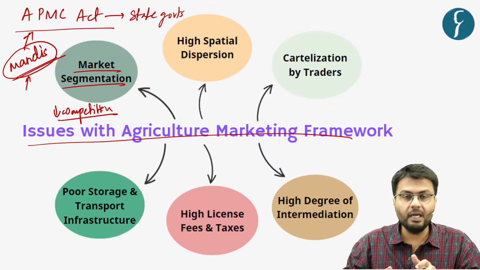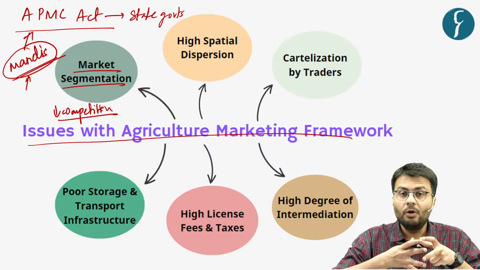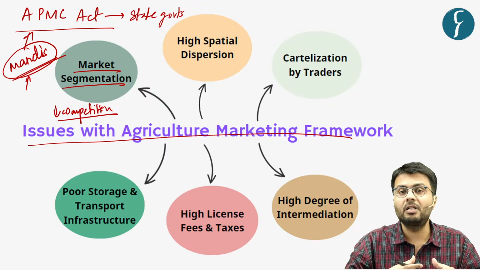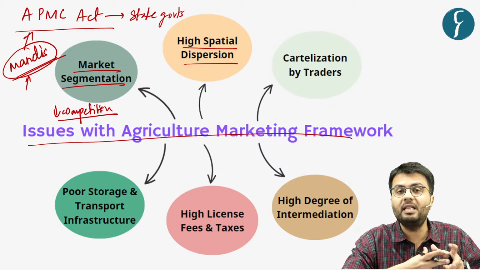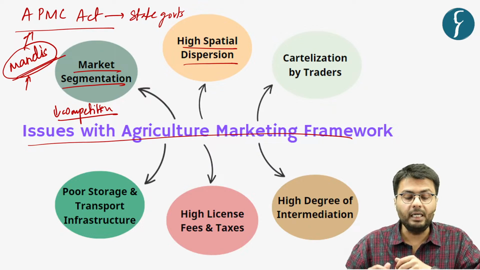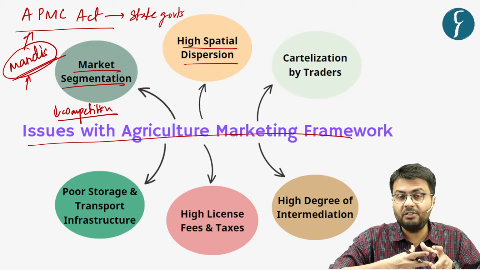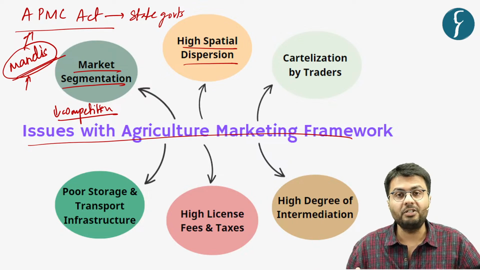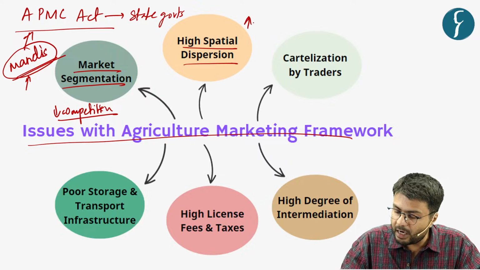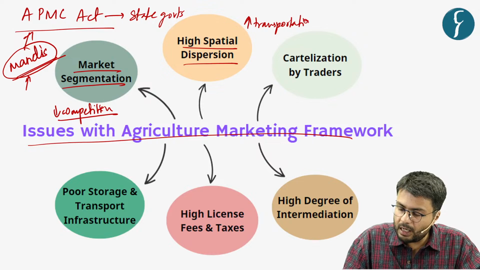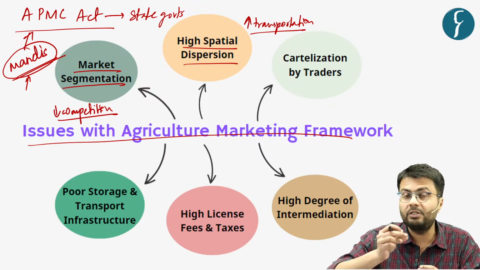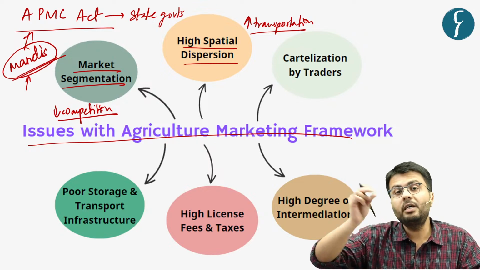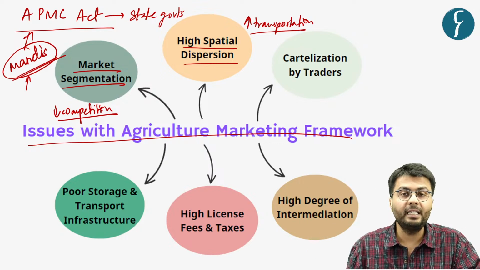Now these agricultural mandis are quite separated from each other, which means that there is a high spatial dispersion between these APMC mandated mandis. When the mandis are located in faraway locations, it increases the transportation cost that the farmers are currently subjected to, because they have to transport their farm produce straight from their farms to their APMC mandated mandis.